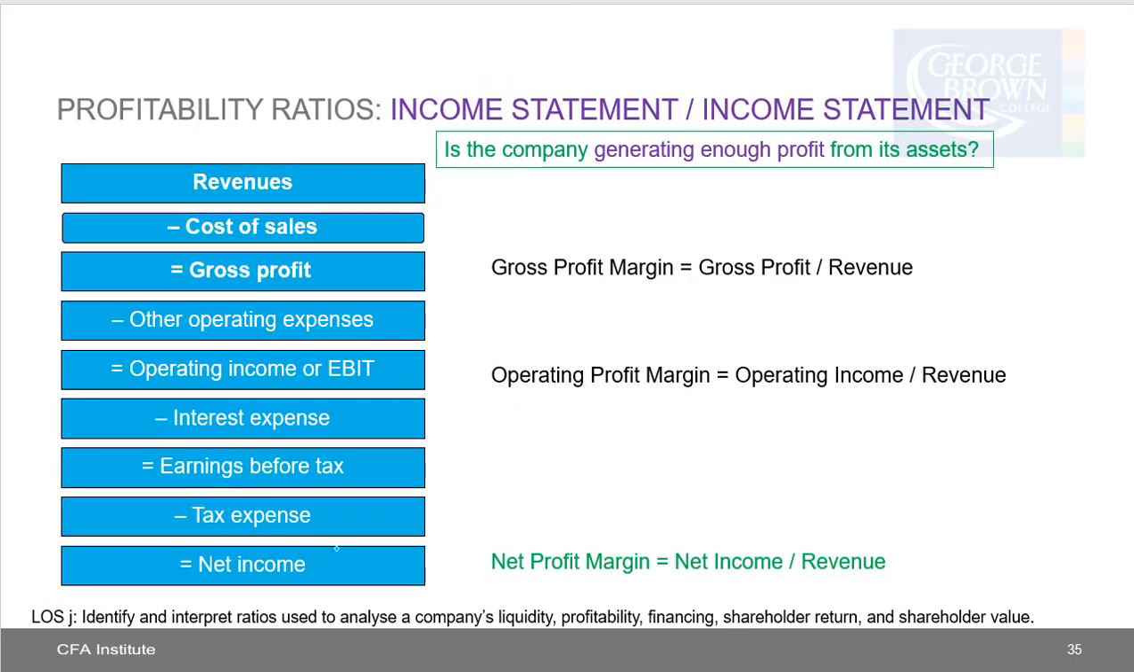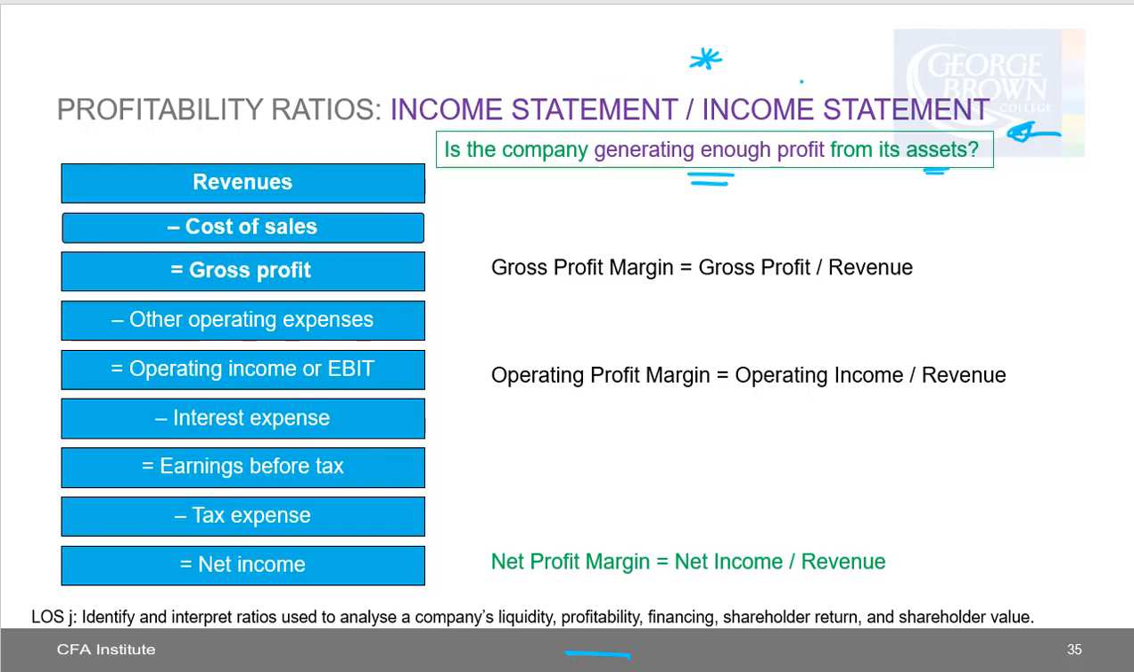So now we're moving on to the profitability ratios, and recall the question that we want to answer by using profitability ratios: is the company generating enough profit from its assets? Okay, so I've split this into 2 slides, and I wanted to show you when we first look at profitability, some profitability ratios, we're looking again at income statement to income statement.